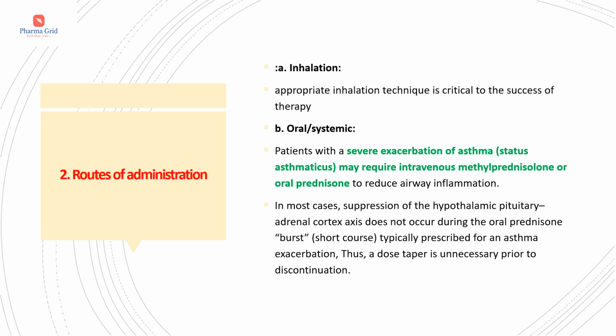We know that if these corticosteroids are used for a long period of time, they can cause suppression of the hypothalamic pituitary adrenal cortex axis. But it does not occur in this case if oral prednisolone is used for a short period of time. Okay, if it is used for a short course for an asthma exacerbation, it would not cause any kind of hypothalamic pituitary adrenal cortex axis suppression.